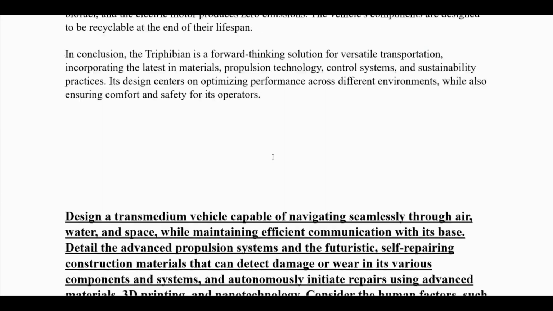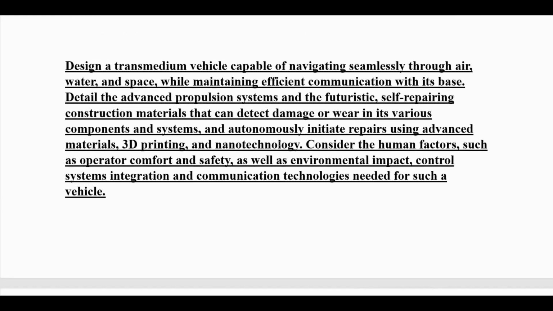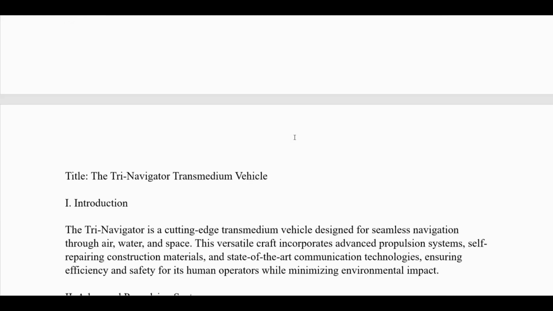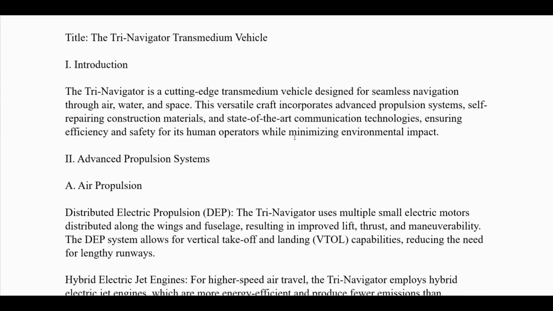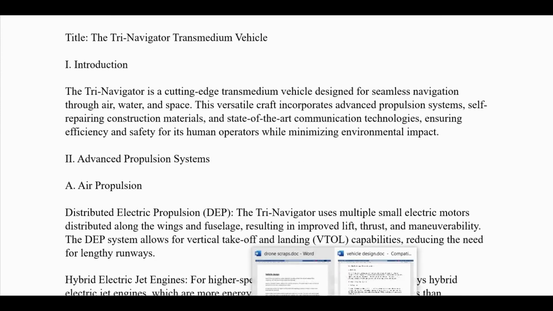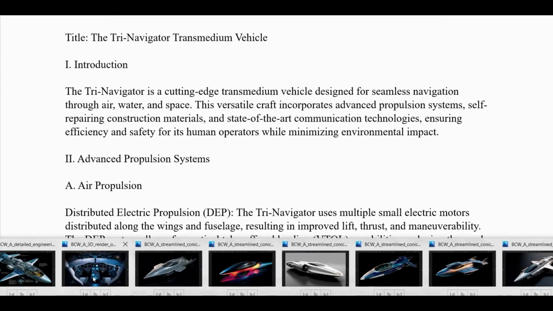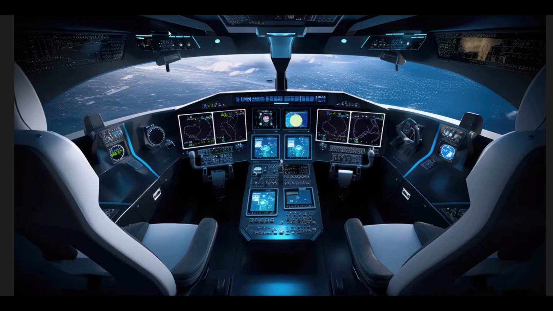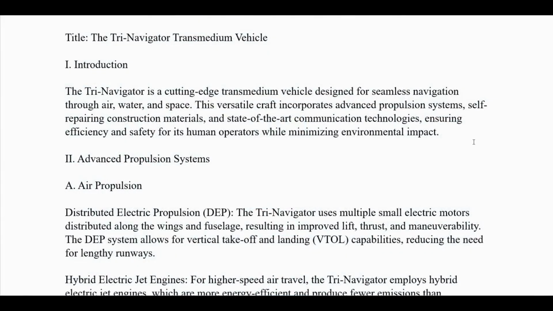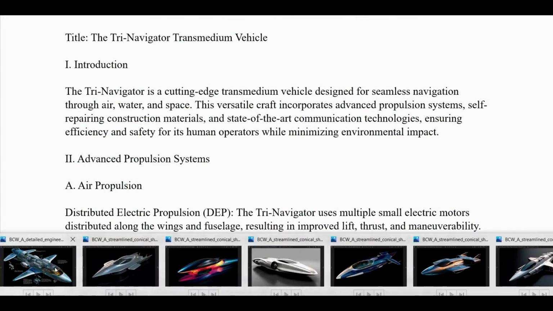So yeah, Triphibian didn't impress me too much. This one, I took and put them all together. We have the Tri-Navigator, and we have some images of that as well. This is the cockpit, what they thought the cockpit would look like in the Tri-Navigator. Go ahead and take a look at that and why they would have that over there. But like I said, it was just that.